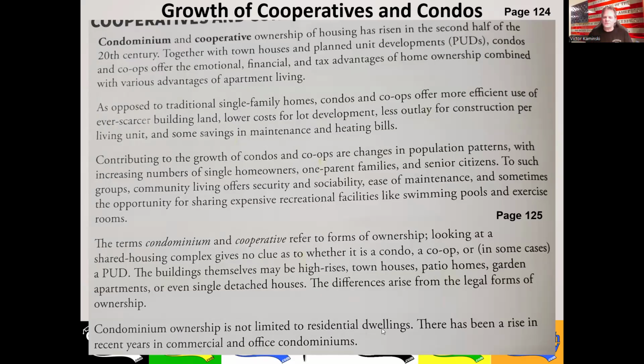Condos aren't limited to just residential dwellings. You guys probably have been to one at some point. You maybe have a doctor or a dentist or a chiropractor or a tax attorney or even a real estate agent or what have you that actually has a business condo because it's cheaper than having a standalone structure for those offices.